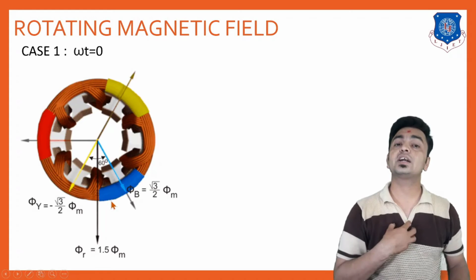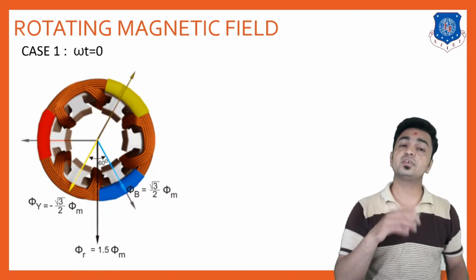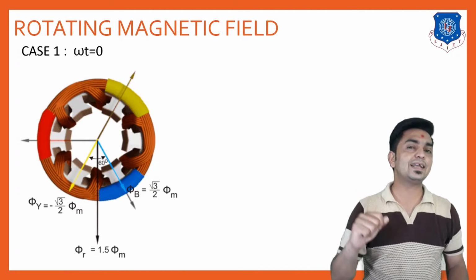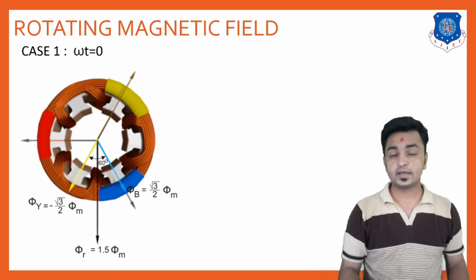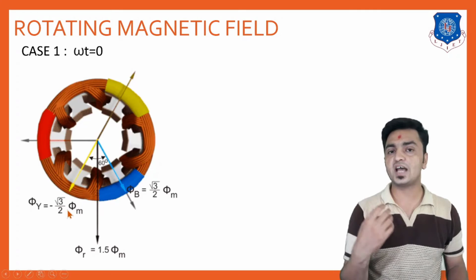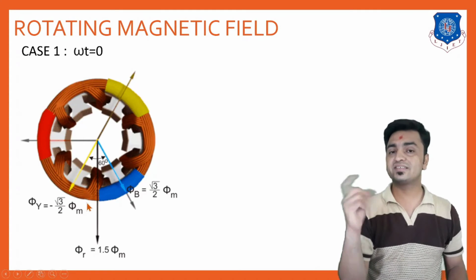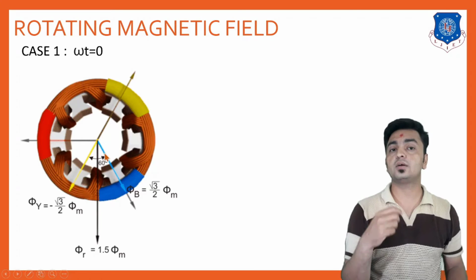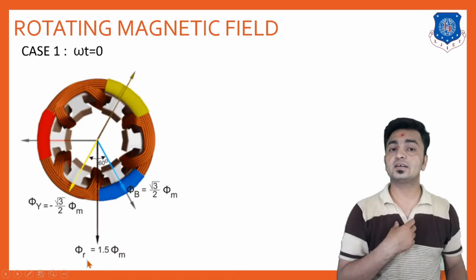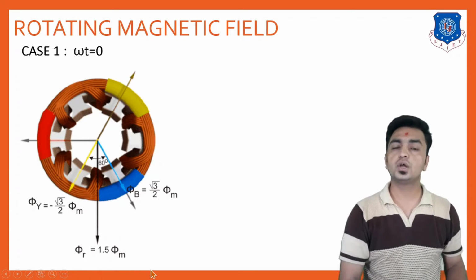So for that you can use the equation, and that was derived when we had discussed the star and delta connection for three-phase circuit. At that time, we had discussed this type of phasor diagram, when we have two components, both having the same value and a particular angle in between. Based on that, we can find the resultant, and with that method we get the value of the resultant as 1.5 times phi m.